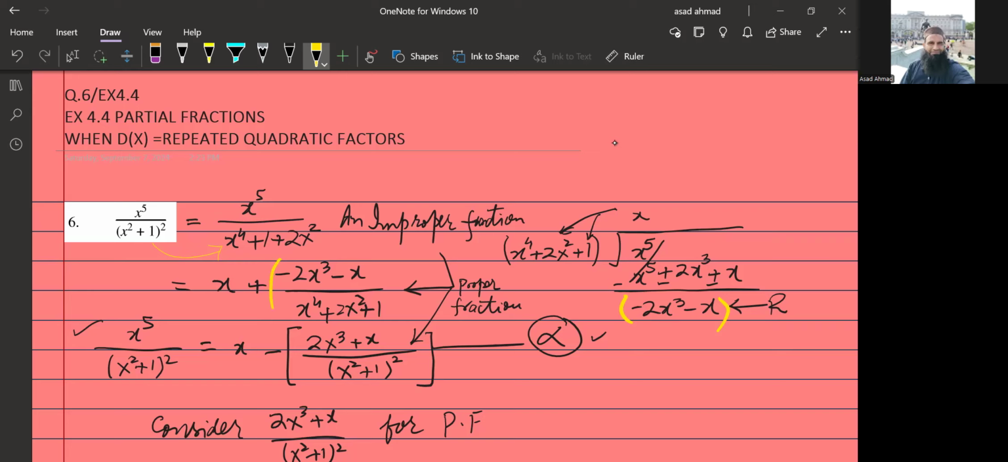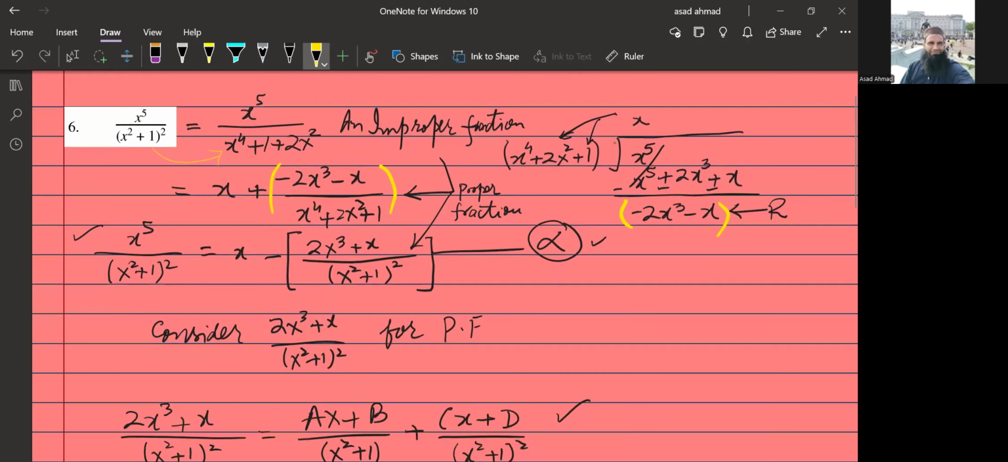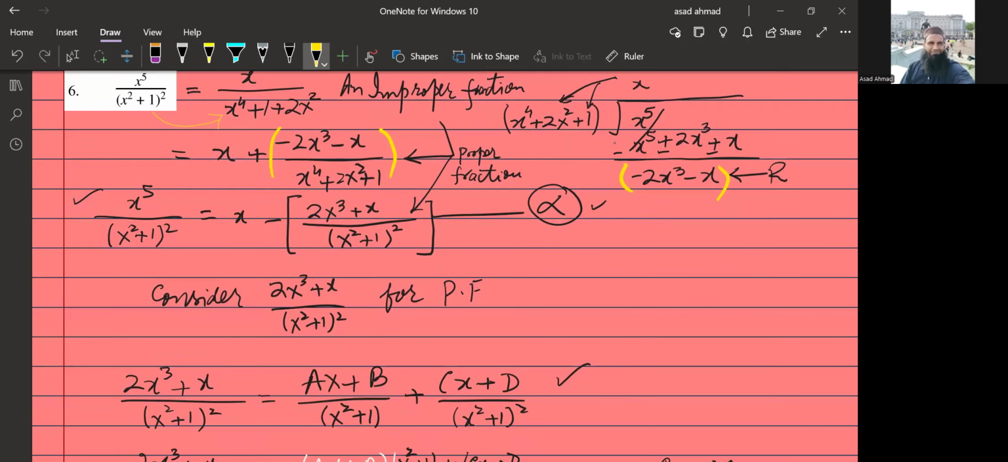Now this part, which we obtained after the long division, remainder over divisor, is basically the proper fraction, and only this part will be partial fraction. This x will be indicated as it is in the answer. So that's why this negative sign is taken out common, and we will consider only the bracket portion, which is a proper fraction for the sake of partial fractions. So I have written clearly that consider 2x cube plus x over x square plus 1 for the partial fraction.